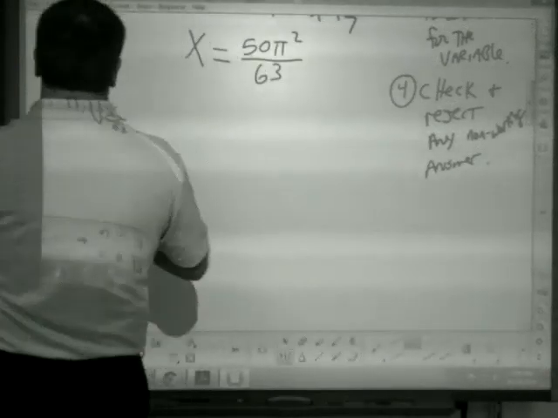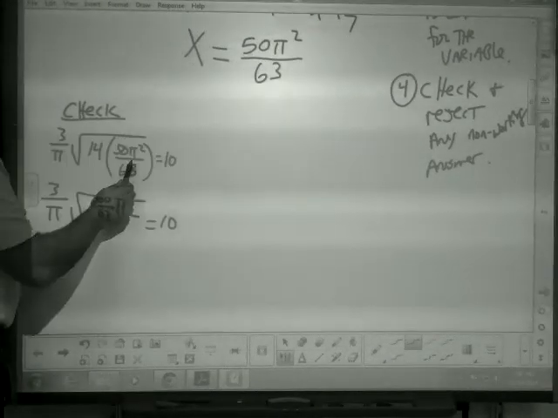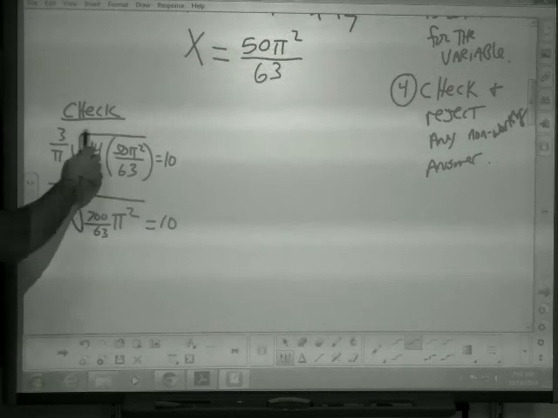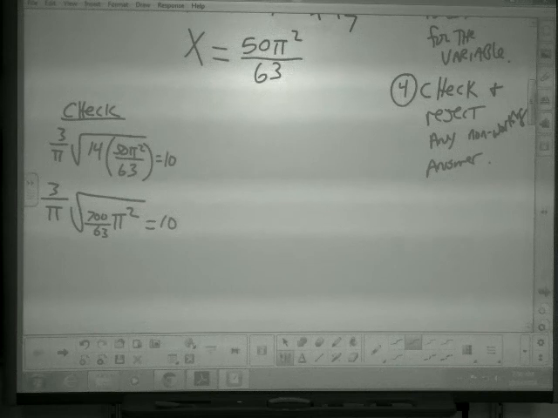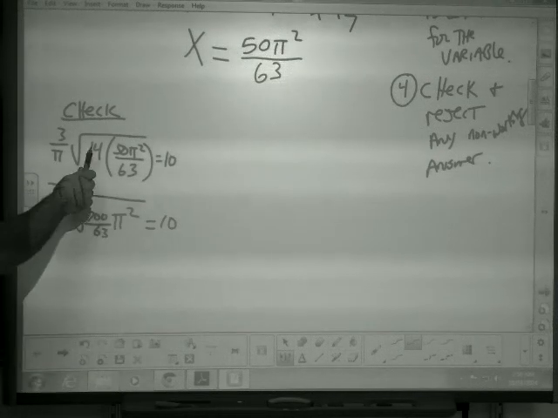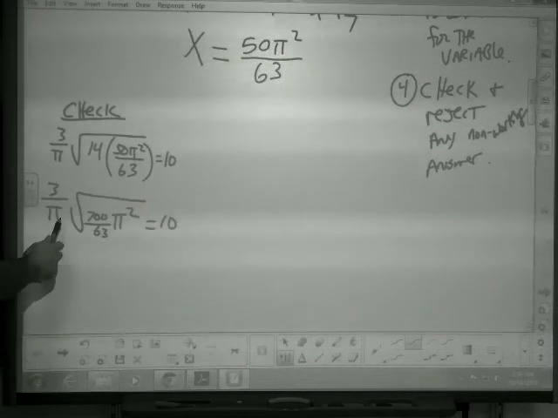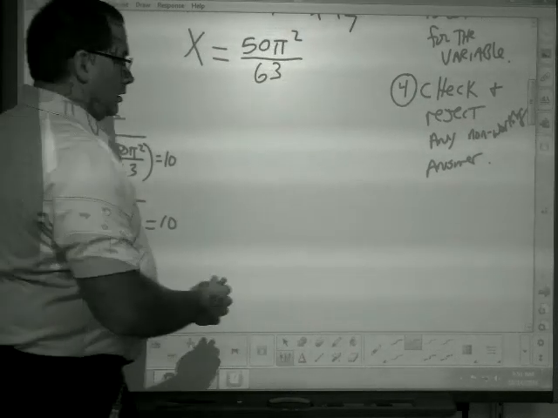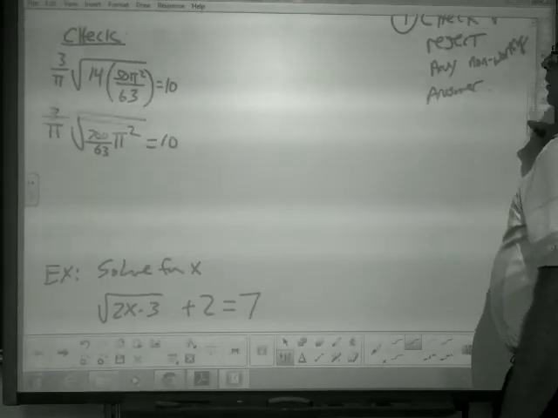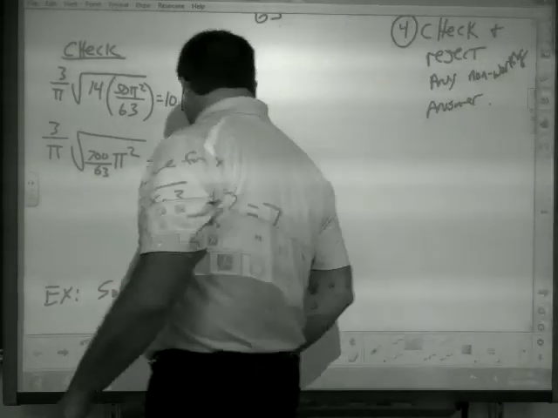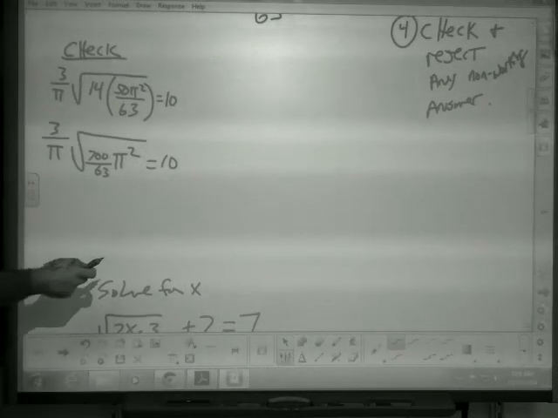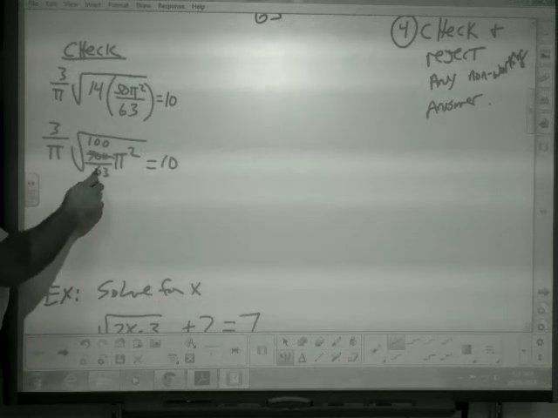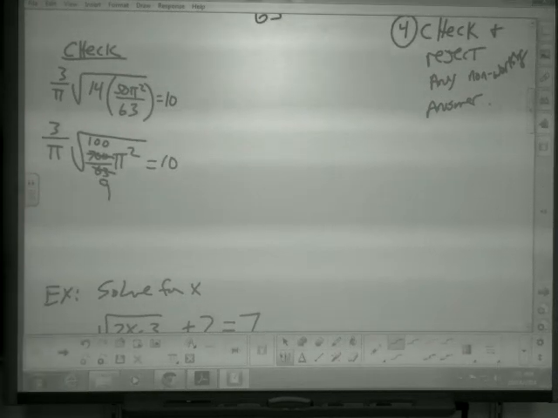So 3 over pi, radical 14, I'm going to take this and put it right in for x, equals 10. I'm just going to work on this side and see if I can get this side equal to 10. All right, so 14 times 50 is 700. So I get 700 pi squared over 63. Now just do a little cleanup here. I know that 7 can go into 700 100 times, and 7 can go into 63 9 times.